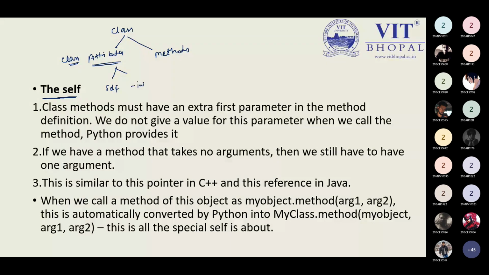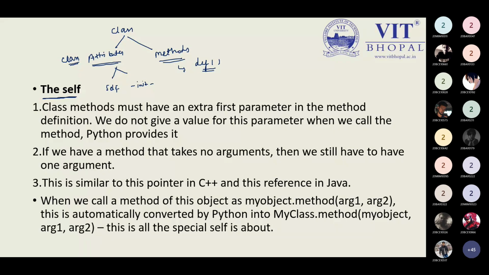Method means you can also define a method by the def concept. So this is the Python way we have to use. Now, what actually is self? Class methods must have an extra first parameter in the method. So these are the definitions: how we can define the class attribute, and how we can define its method.